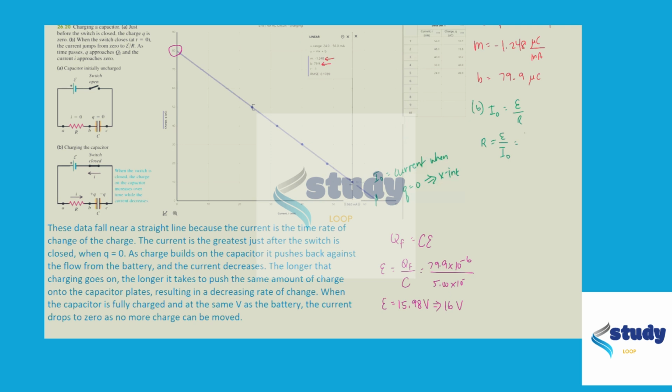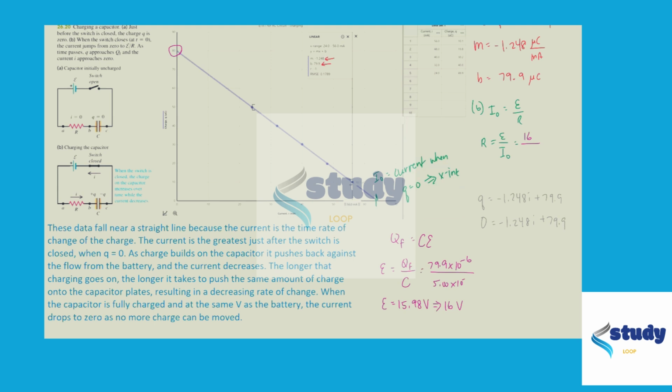So we're going to take that 16 volts and come up here to that resistance calculation. But like I said, we are going to need to figure out what that x-intercept is. So what is the current when charge is 0? We'll take that charge equals negative 1.248 I plus 79.9. And again, we're looking at when the charge is 0. What was that value of the current?